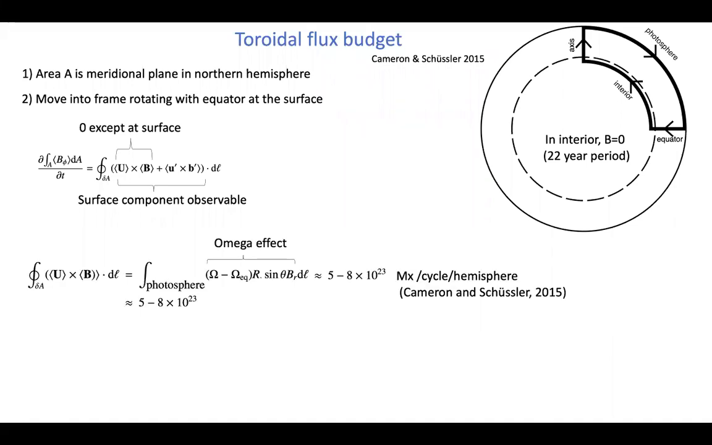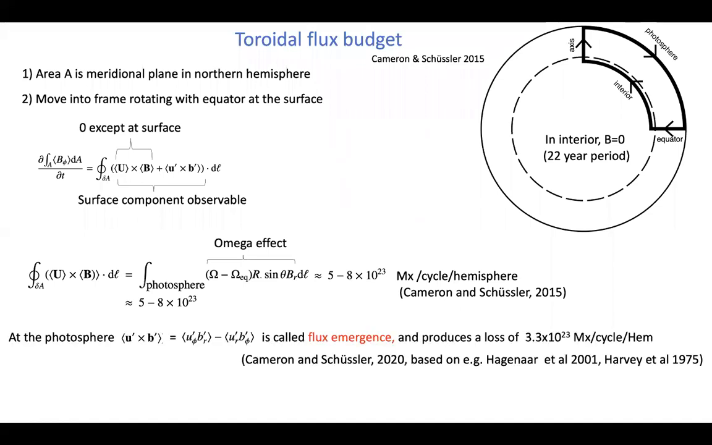If we observe them, we find the large scale part corresponds to the omega effect. It's given by the differential rotation at the surface times the radial magnetic field at the surface times some geometrical factors. You can estimate this, and you find 5 to 8 times 10 to the 23 Maxwells per cycle per hemisphere.